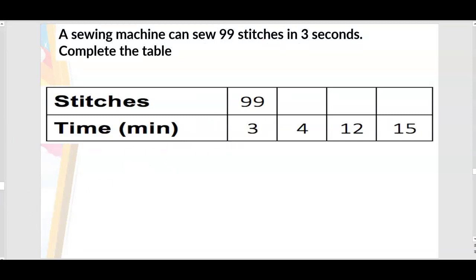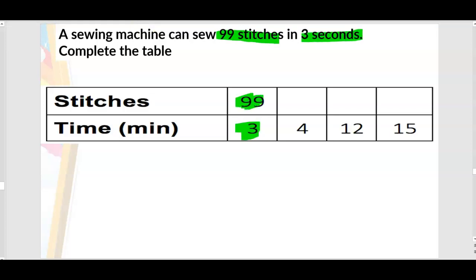Okay, so let's go to stitches. Stitches in time. You got me in stitches. That's when you laugh. That means you're laughing so hard your belly hurts. Okay, so a sewing machine can sew 99 stitches in 3 seconds.